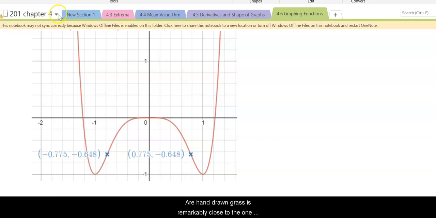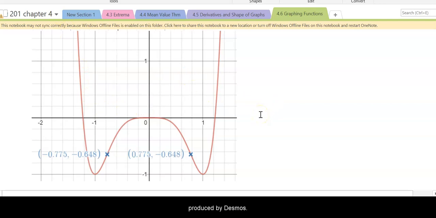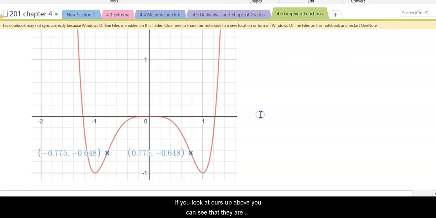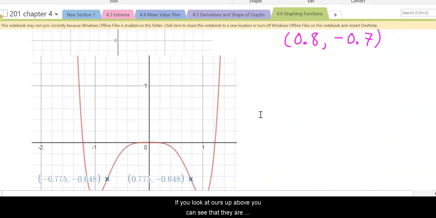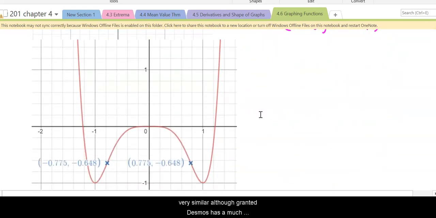Our hand-drawn graph is remarkably close to the one produced by Desmos. If you look at ours up above, you can see that they are very similar. Although granted, Desmos has a much smoother hand than I do.